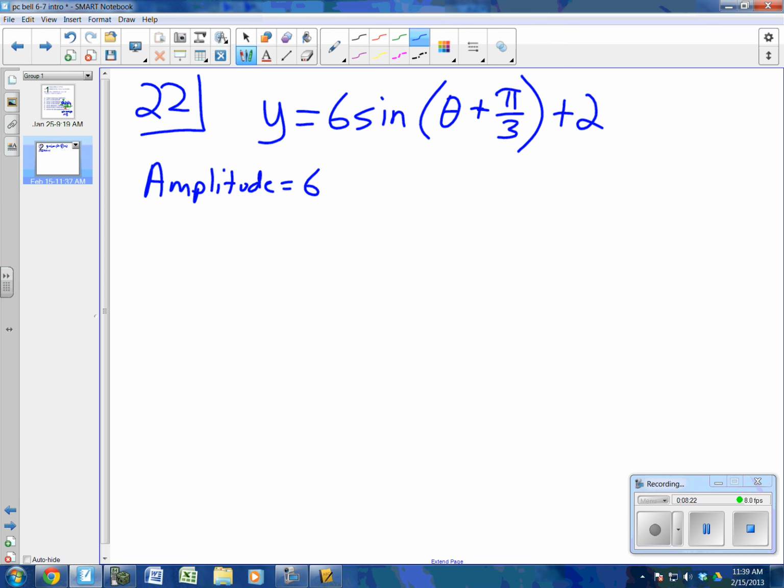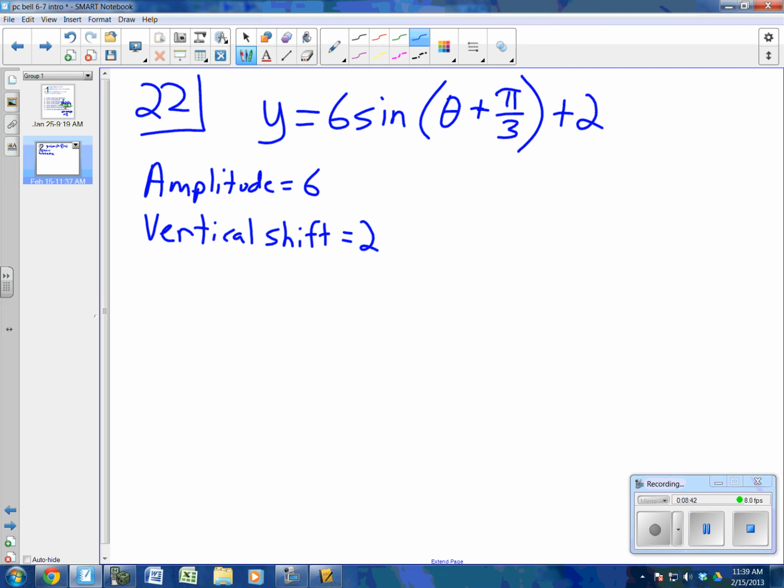Also, the vertical shift is easy. The amplitude would be the absolute value of the number in front of the sine, right? And the vertical shift would be the number that's added or subtracted in the equation.